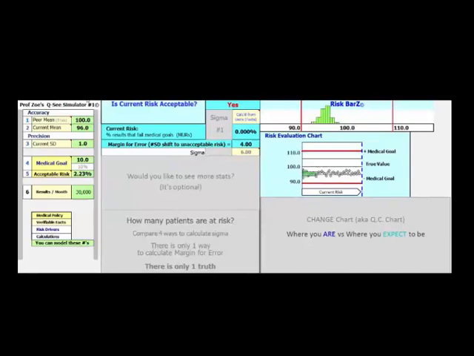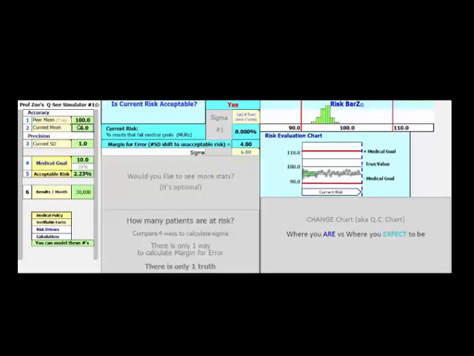This is Prof Zoe's QC simulator. We're on the tab for current risk. We have the same risk drivers you've seen in the PowerPoint presentation. These are the risk bars, the risk evaluation chart, and the calculations. We're starting where we were there with a current mean of 96 and a current SD of 1. Watch the visuals and the numbers.